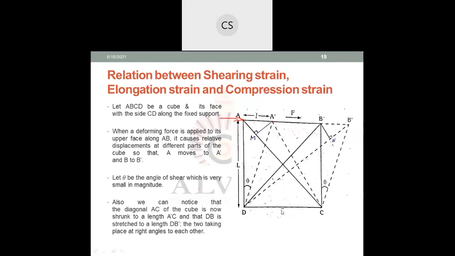Whatever dotted shape is there is the new, sheared shape. Then the diagonal will be A dash C, so it is compressed. In the same manner, the diagonal DB gets extended to DB dash. Now you can draw a right angle perpendicular to AC so that it is connected at A dash. That is, A dash M is perpendicular to AC. Similarly, you can draw B dash N perpendicular to DB dash.